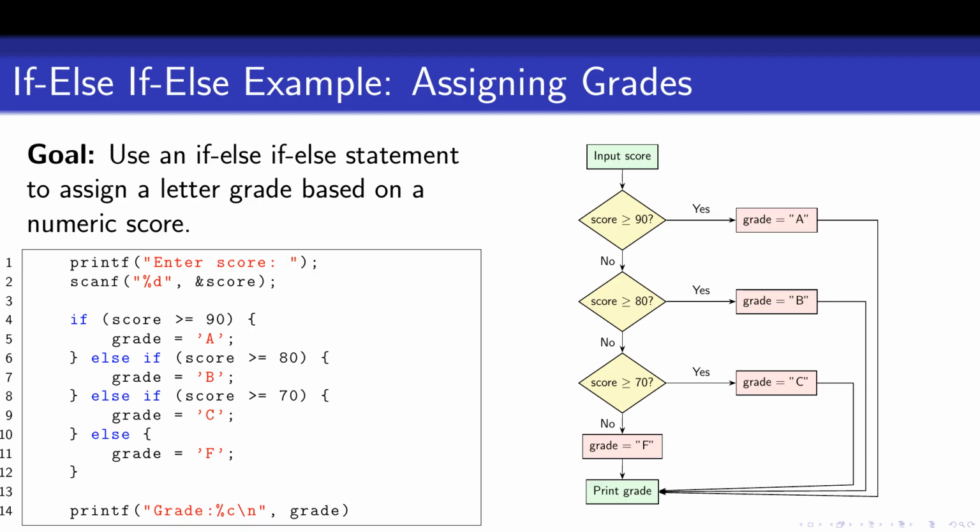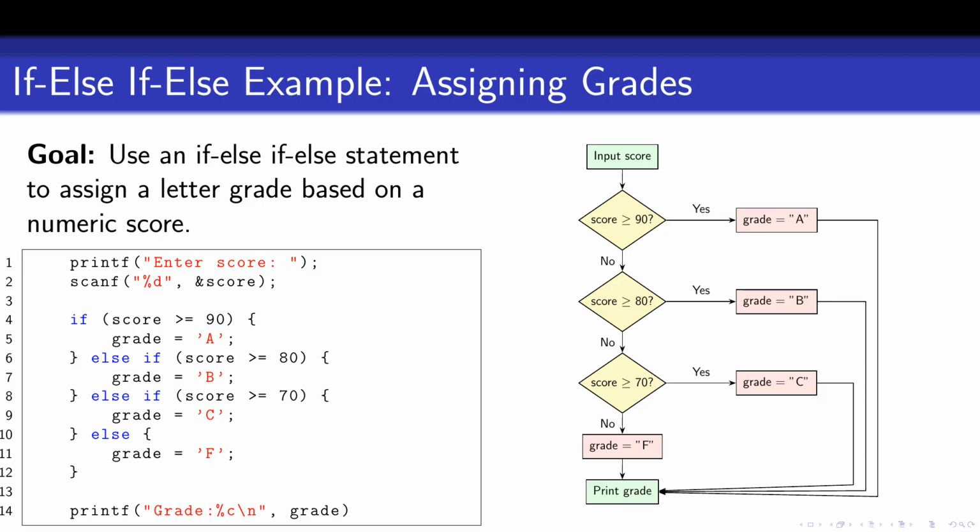Here, we extend the if-else concept into a full if, else if, else chain to assign letter grades based on a numeric score. The program checks if the score is greater than or equal to 90. If so, it assigns an A. If not, it checks if it's at least 80, then assigns a B, and so on. Finally, if none of the conditions are met, the program assigns an F.